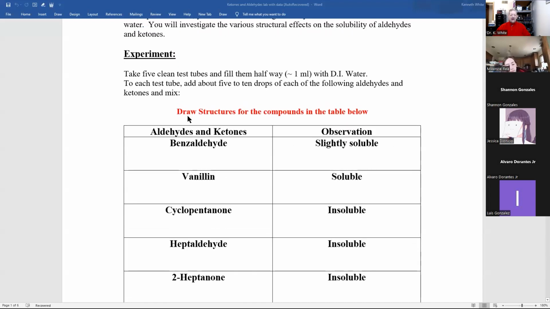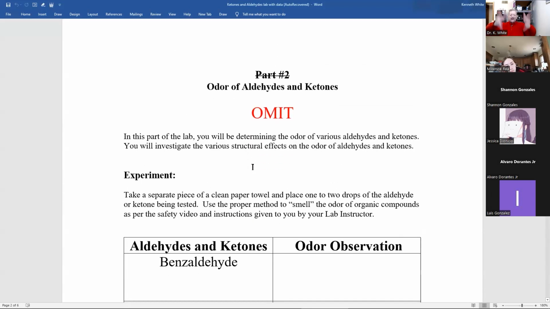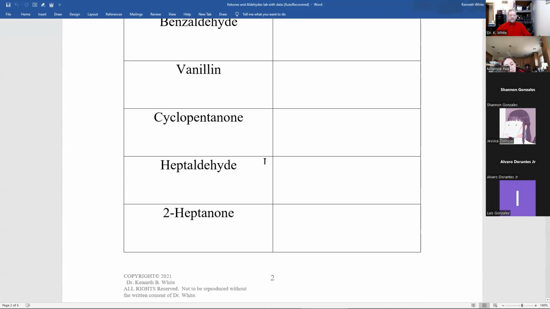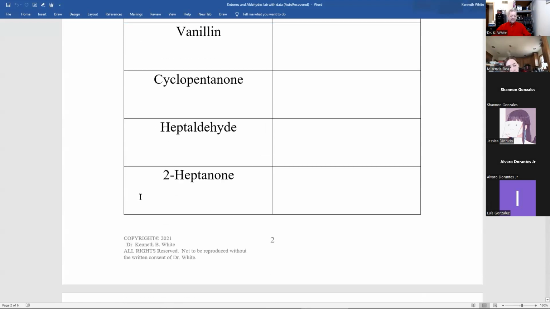Now, notice in red, under each one of these aldehydes and ketones in this table, draw the structures. So don't forget to do that. Now, the second part, odor, I just omit. I have it there. You don't have to do anything with this. But you've smelled benzaldehyde, you smell vanillin.